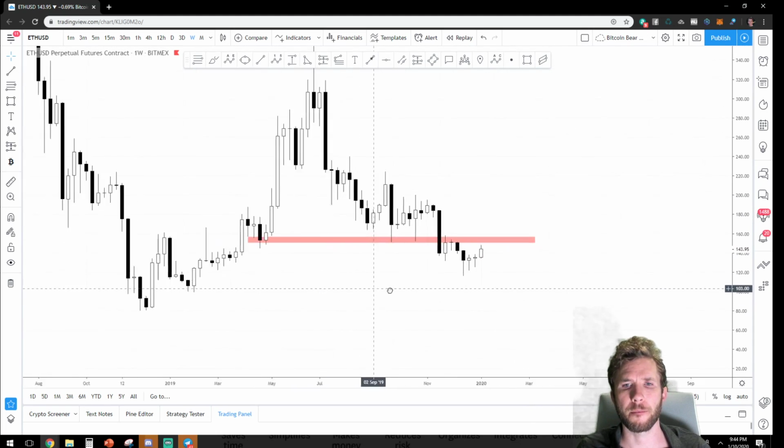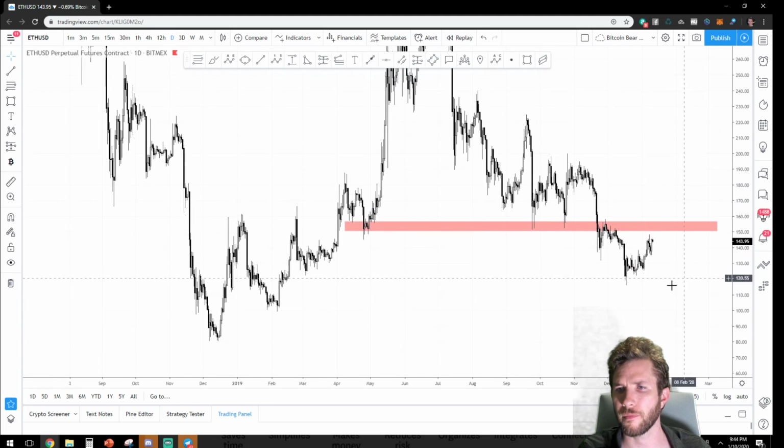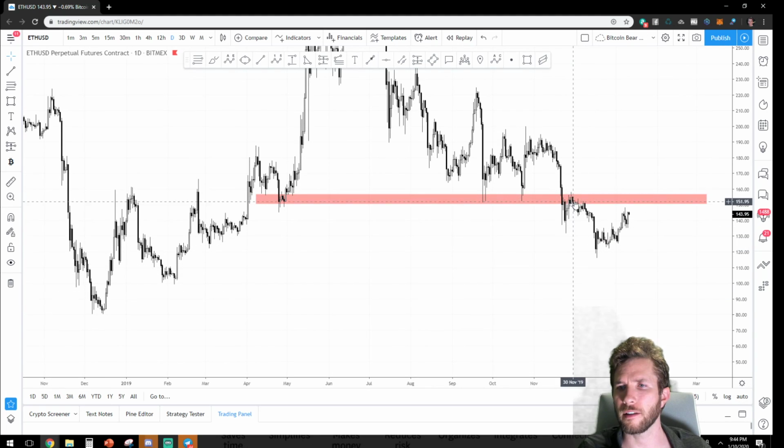And then let's zoom into the daily, see if that analysis lines up. Yeah, so same thing, kind of high demand zone. We shorted this before. We broke this level here, but we're kind of coming up against it right now.